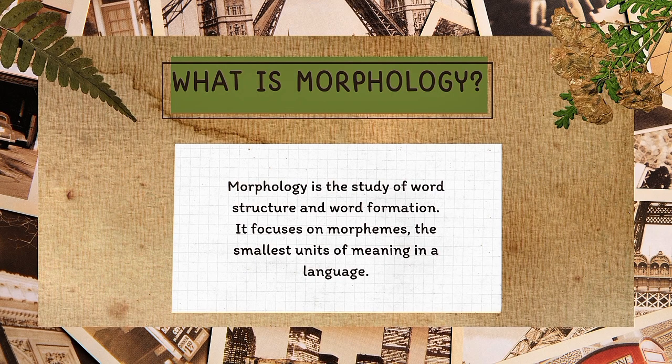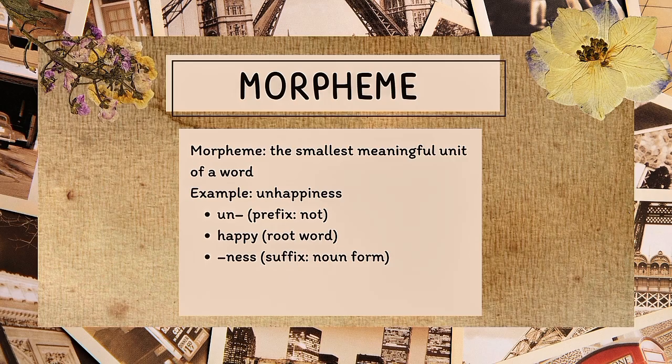What is morphology? Morphology is the branch of linguistics that studies the structure of words and how words are formed. It focuses on morphemes, which are the smallest units of meaning in a language. In simple words, morphology helps us understand how words are built and how small parts of words create meaning.